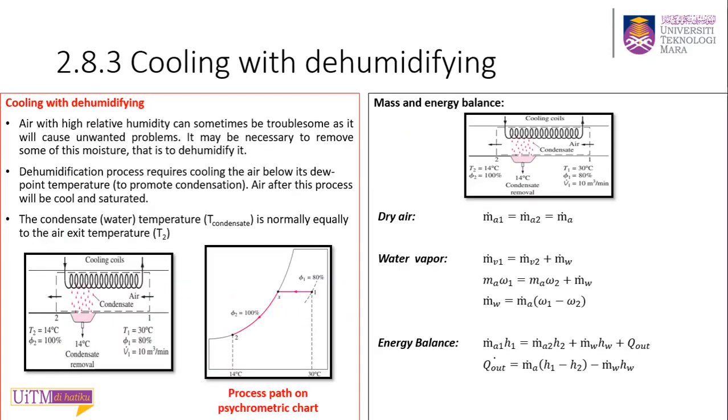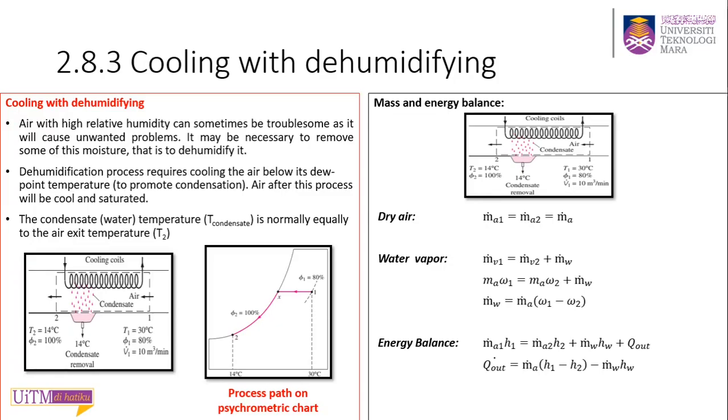Here we have the fourth air conditioning process, which involves a combination of cooling and dehumidifying process. Now, sometimes air needs to be dehumidified after a cooling process in order to decrease its water content slightly. This is done by cooling the air until it is below its dew point temperature to promote condensation. At the end of this process, the air will be cold and saturated.